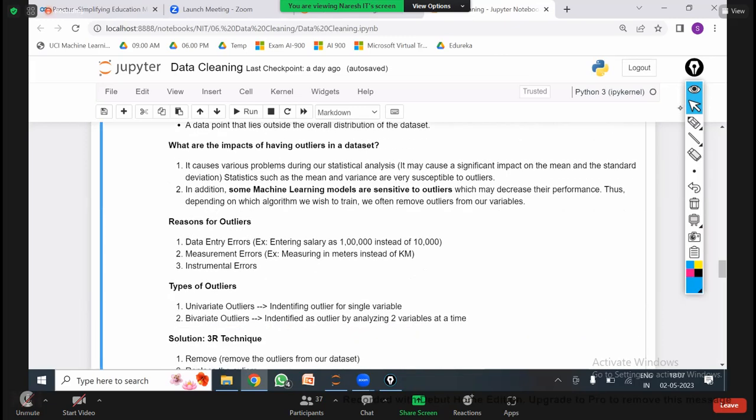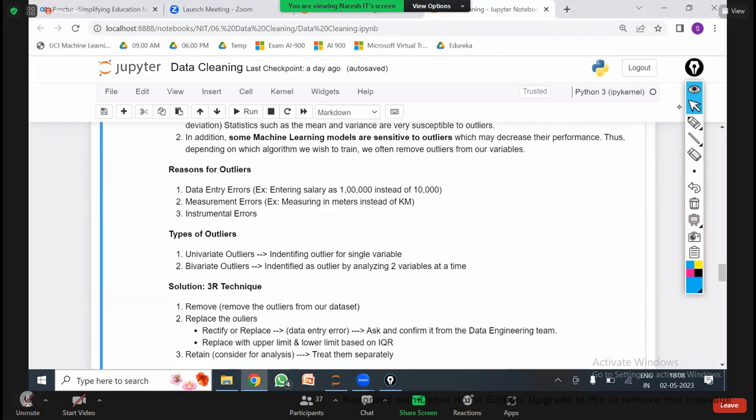Next, what are the reasons for outliers? The reason might be a data entry mistake. The reason might be a measurement mistake. There might be an instrumentation mistake. So the reasons for the outlier might be anything. Sometimes we have data entry, measurement, and instrumentation errors.